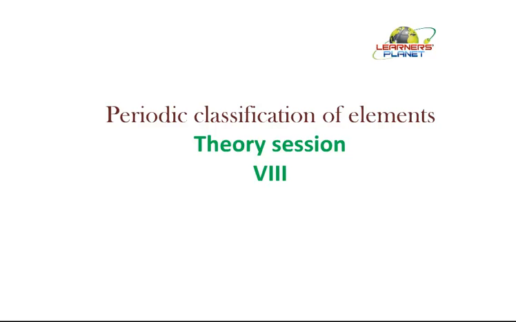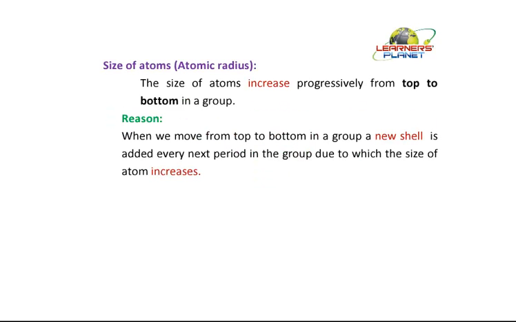Now in this session we will be discussing the trend of atomic radius along a group. That is, when we move from top to bottom in a group, what is the trend of atomic radius? So now let's start with our discussion. The size of an atom is also termed as atomic radius. Why? Because an atom is supposed to be a sphere, or circular in nature. So straight away we'll move to the size of atoms along the group.